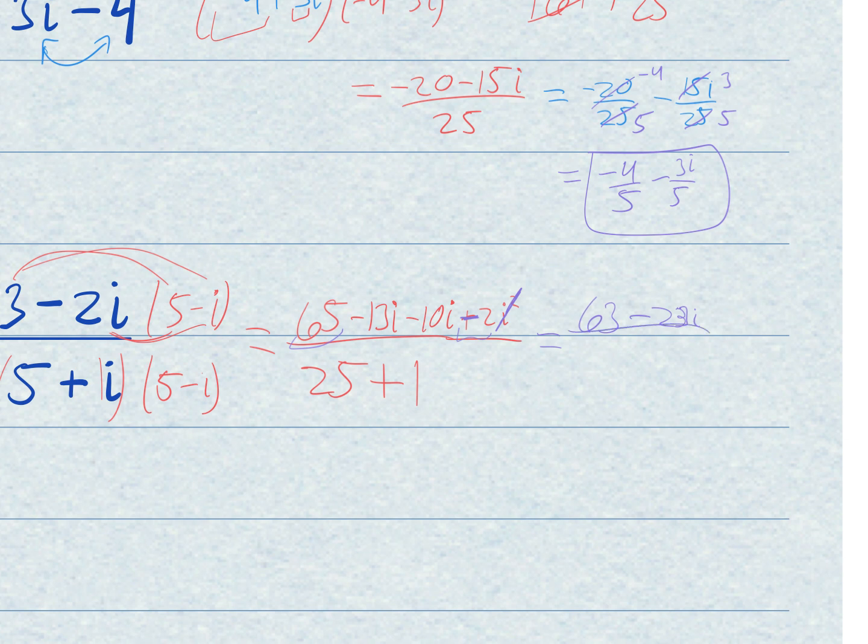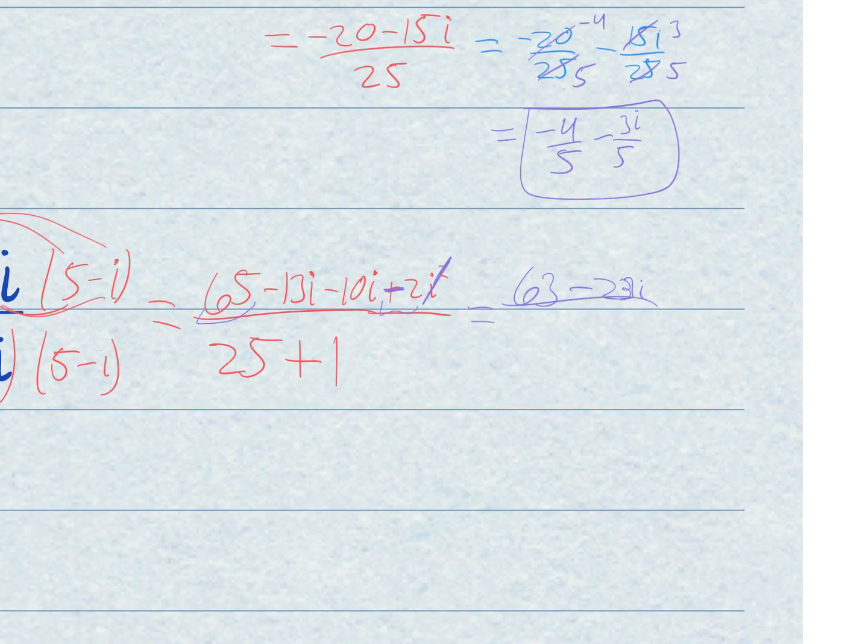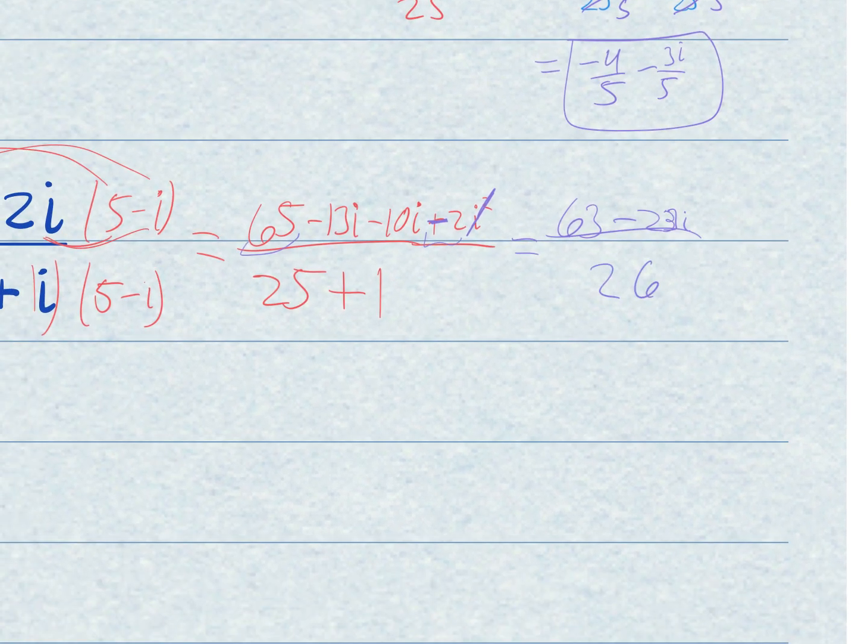All right, over 25 plus 1 is going to get us 26. And then to write it in standard form, you want to split it up. So we get 63 over 26, minus 23i over 26. All right, and then neither of these can simplify, so you can leave it alone.